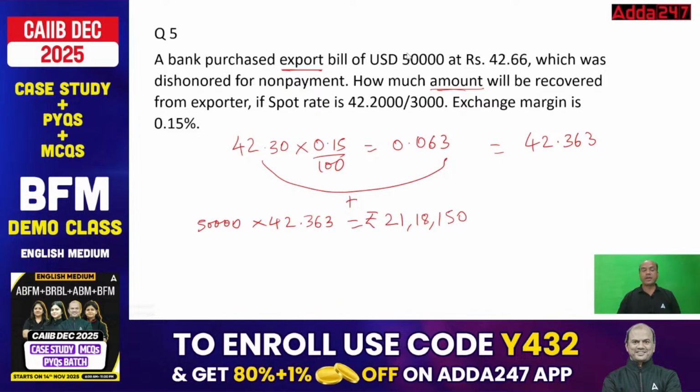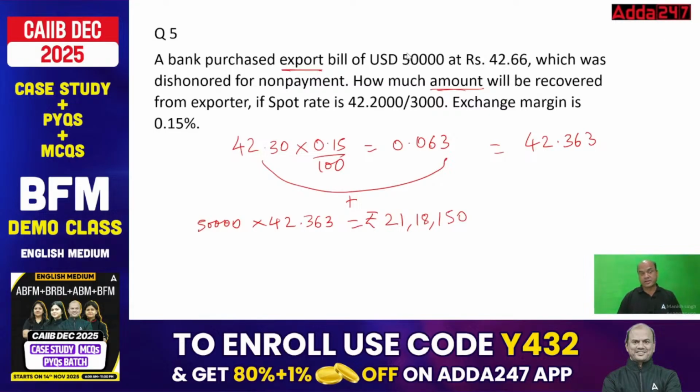So a bank purchased the export bill for USD 50,000 at 42.66. Now see this. Here they have not given any double rate. Double rate means 42.66/76, oblique, we give buy and sell. But here only one rate is given. So what will you do? In this case, you will be taking both the rates as same. Buy also, sell also. Okay.